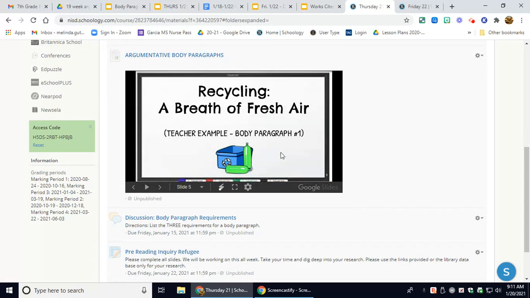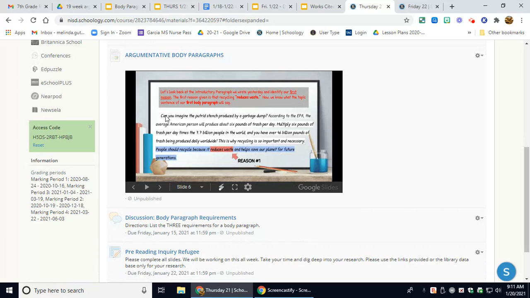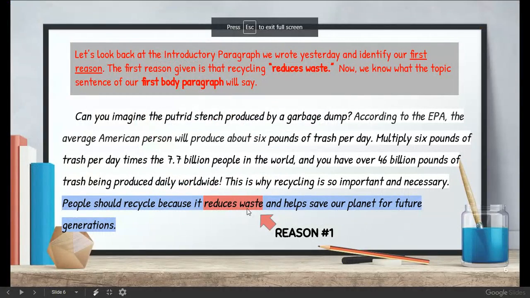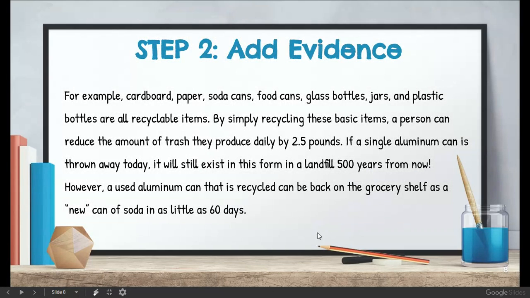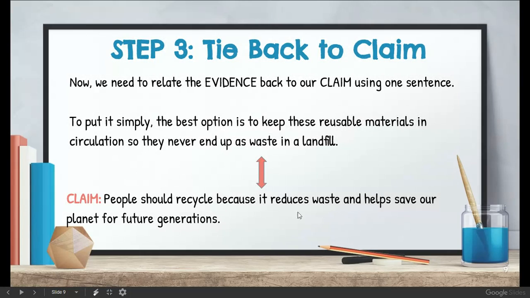Okay. So our example would be, the thesis was people should recycle because it reduces waste and helps save our planet for future generations. Reduce waste is my first reason. So you can start off with the sentence starter, first of all, to begin with. One reason is important because, and then add your evidence, for example, and then you would offer your facts, opinions, and then you would provide an explanation, tie it back to your claim.